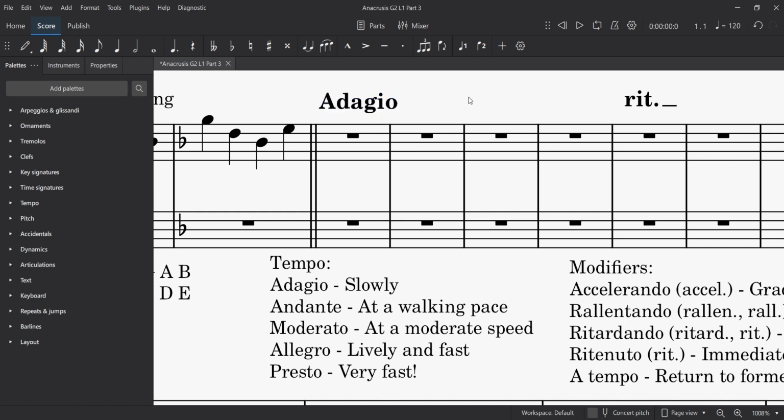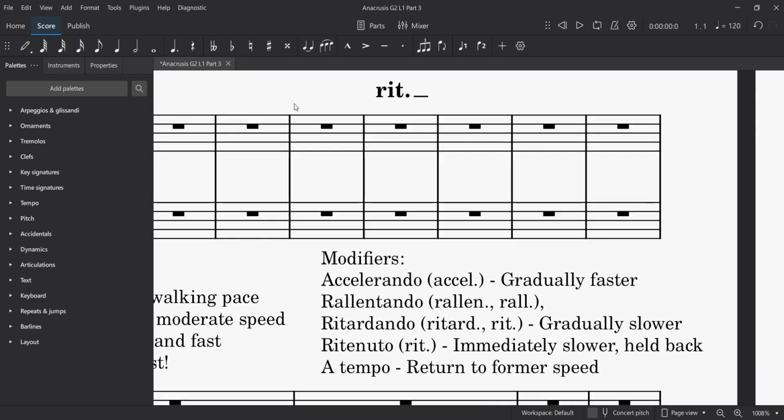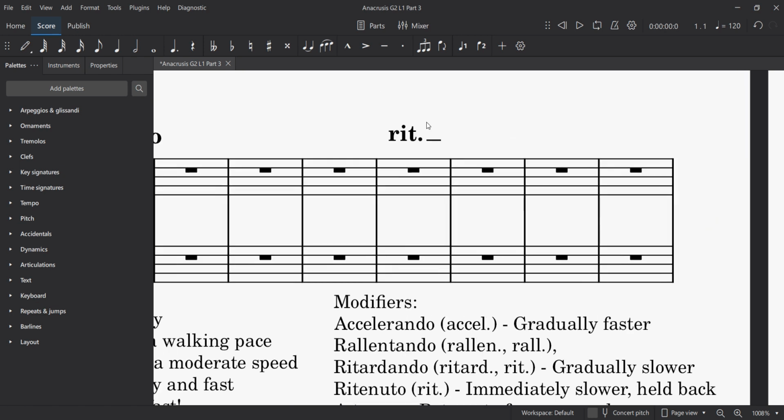Now, we're going to move to some tempo modifiers. So, we have accelerando, or accel, which means gradually faster, rallentando, or ritardando, or retard, means gradually slower. These both mean gradually slower. Ritenuto, rit, means immediately slower or held back, and a tempo means return to former speed. Similarly, the modifiers would be above the stave here. As we can see, we have a lovely rit.